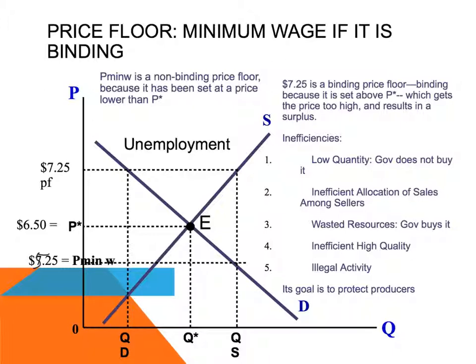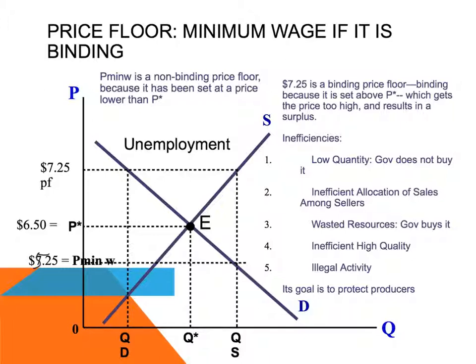And the last one is illegal activity. So all these consumers that are not getting the product are likely to get it through the black market. Now, there's a positive thing from a price floor, or at least that's what the government or the unions think, that it's just to protect producers. Unions just want to protect their employees by setting a higher wage, a price floor.